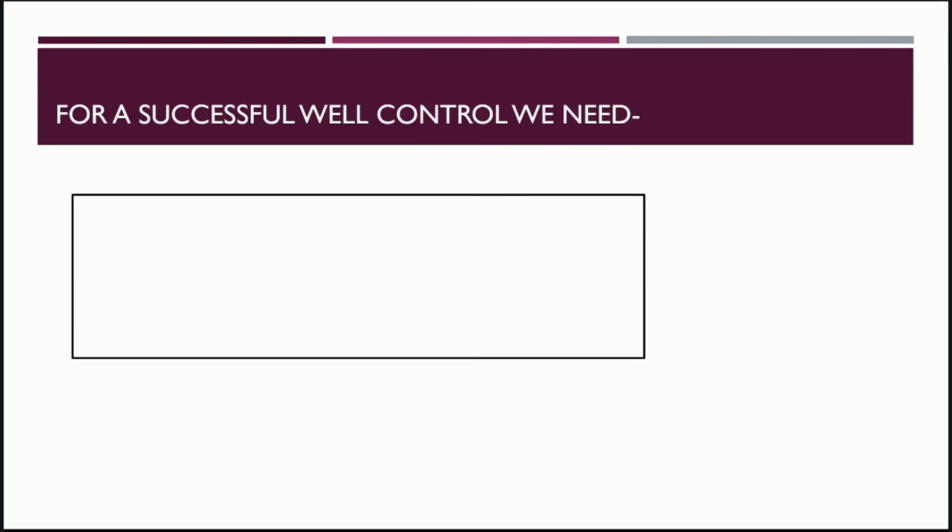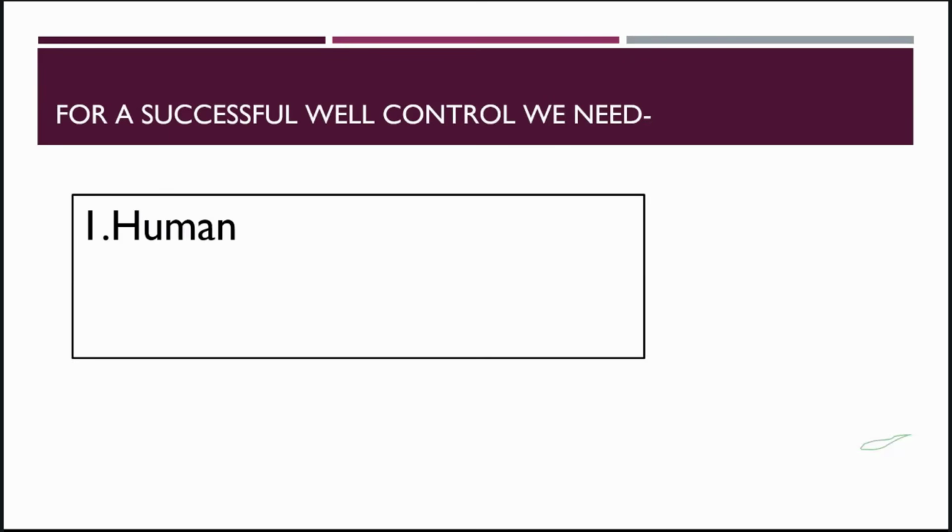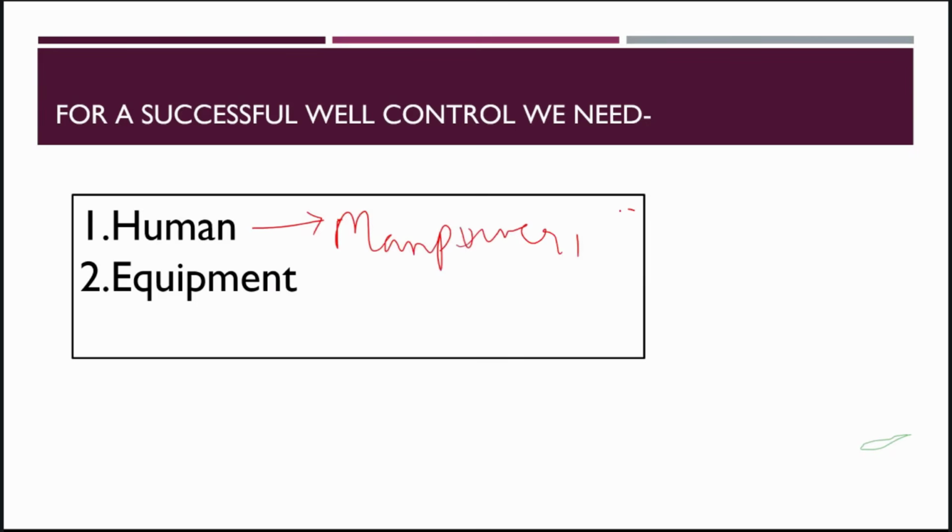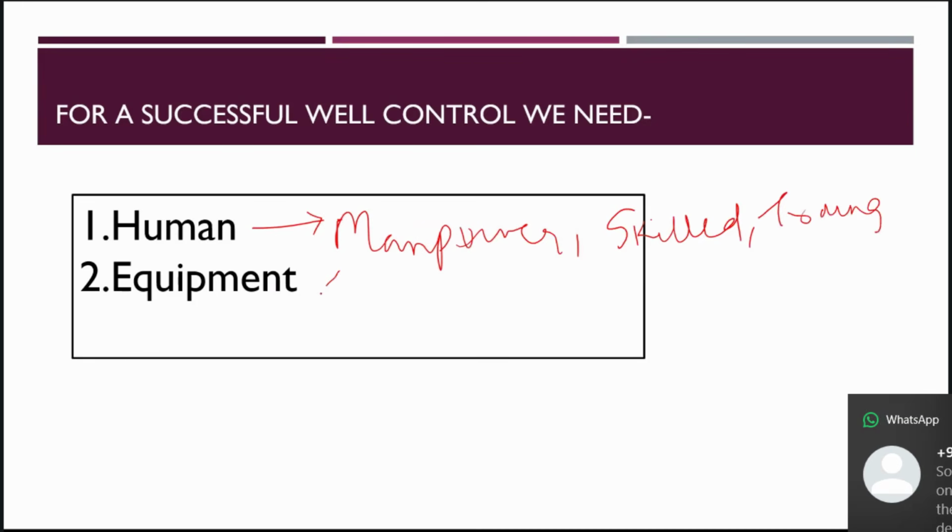So for any successful well control, we actually need three things. One is support from the human, okay? Human behavior, human skills, and attitude. It is very important. Next is equipment: whatever job you are doing, you should have the right equipment. Suppose you have the manpower, and they are skilled people with all proper training. They have to do the job, but you don't provide them with equipment. How will they do it? Without proper equipment, it is not possible to do the job.